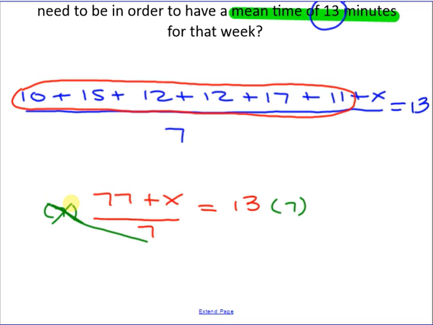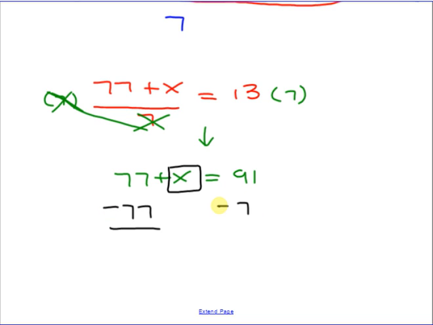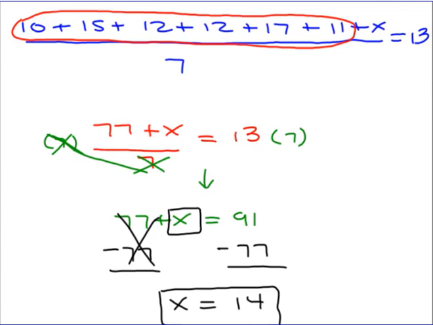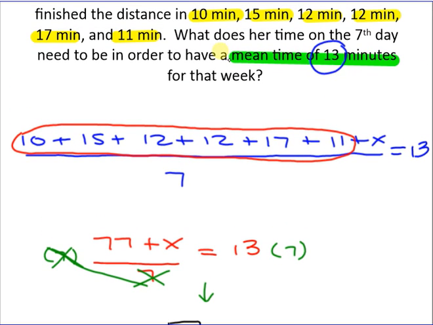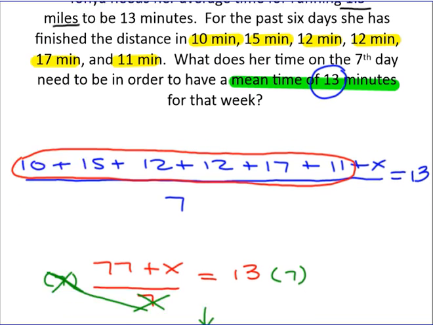This cancels. We're going to bring down 77 plus x. We're going to bring down our equal sign. And 13 times 7 is going to be 91. And from here we solve for x. Box the variable, minus 77, minus 77, and x equals 14. So in order to have a mean time of 13 minutes, she needs to run this distance, 1.5 miles, in 14 minutes on that last day.